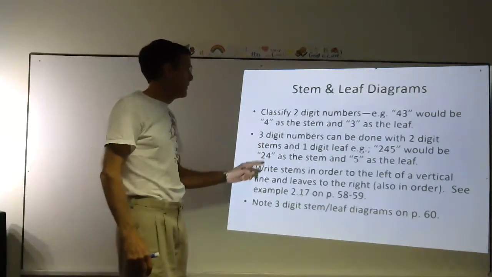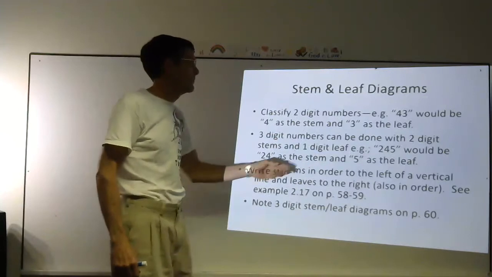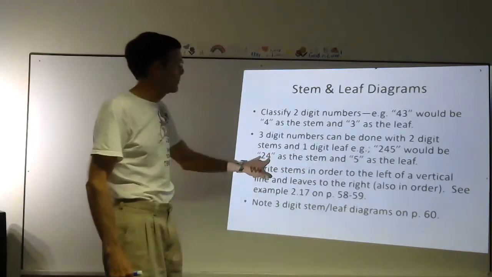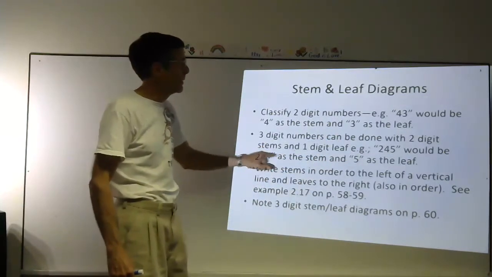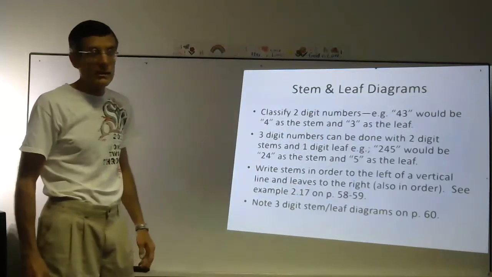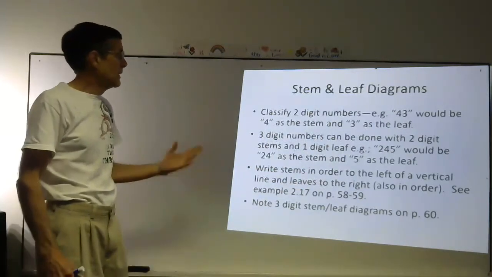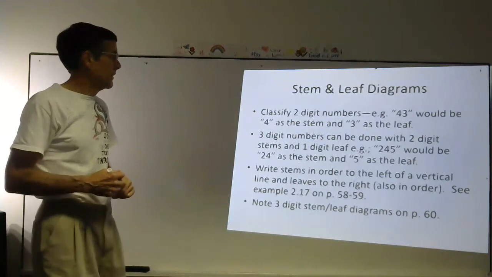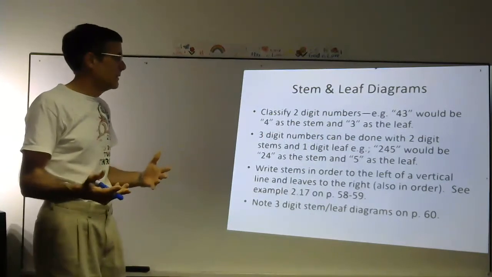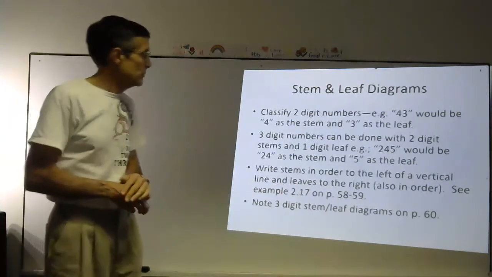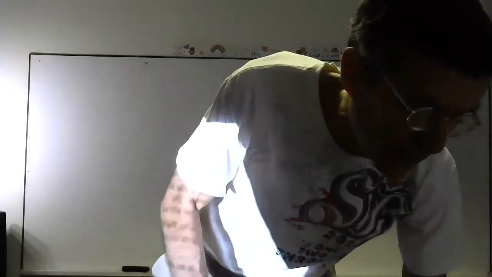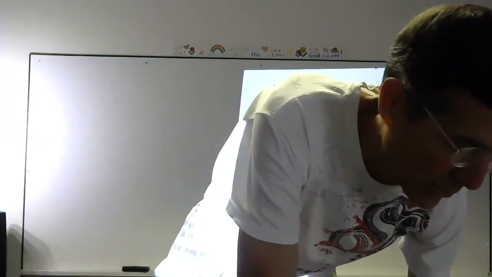3-digit numbers can be done with 2-digit stems. For instance, 245 would have 24 as the first part and 5 as the leaf. You write stems in order to the left of a vertical line and leaves to the right, also in order. See example 2.17 on pages 58 and 59. Let's take a look at those, just to give you an example as to how this is done, and then we'll do one.